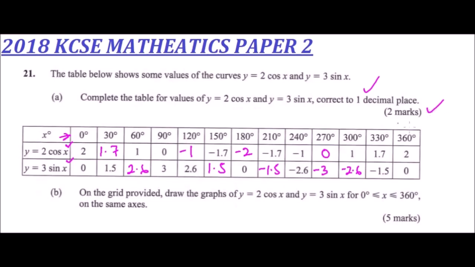On the grid provided on your paper, there is a grid. You can use any other grid for revision, but if you have the past paper itself, you can use the grid on your paper. So on the grid, draw the graphs of y equals 2 cos x and y equals 3 sin x for the range 0 less than or equal to x less than or equal to 360 on the same axis. If you are able to draw that, you get yourself 5 marks, which is also not very difficult. So we are going to plot the graphs of these two functions and see what they look like.